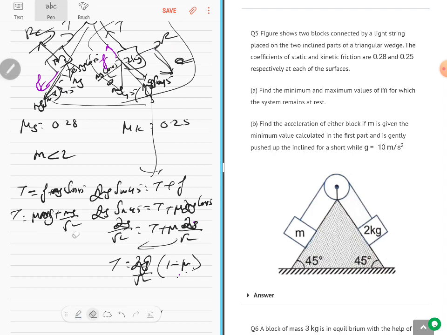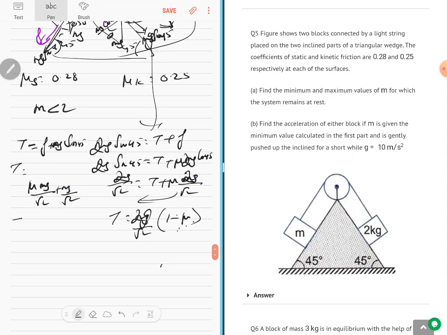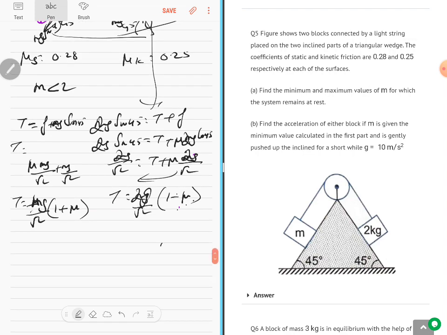Mu into normal reaction, but normal reaction here for the left side is mu into mg cos 45. So mg by root 2 plus mg by root 2 is equal to T. Therefore T is equal to mg by root 2, which is common, into 1 plus mu. So that is the tension for the left side, and you get the tension for the right side.